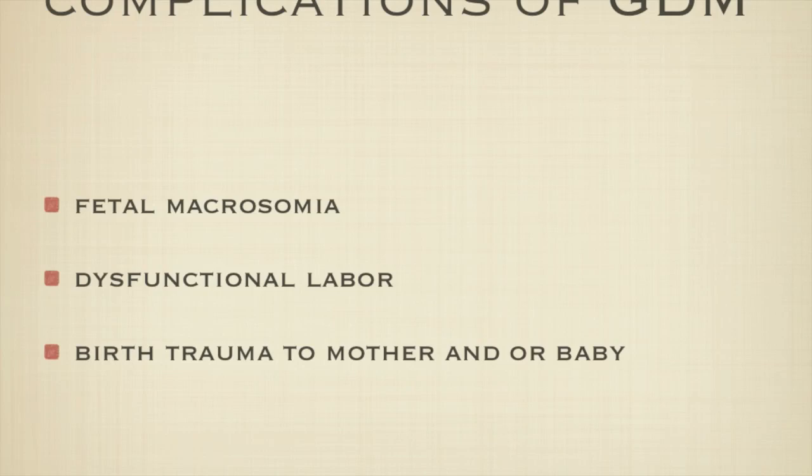Macrosomia, which is a fetal weight over 4,000 grams, so that would be 9+ pounds, increases the chances of a surgical birth due to cephalopelvic disproportion. It is abbreviated CPD in a chart. The baby is simply too large to fit through the mother's pelvis. GDM increases the risk of developing preeclampsia as well as gestational hypertension.